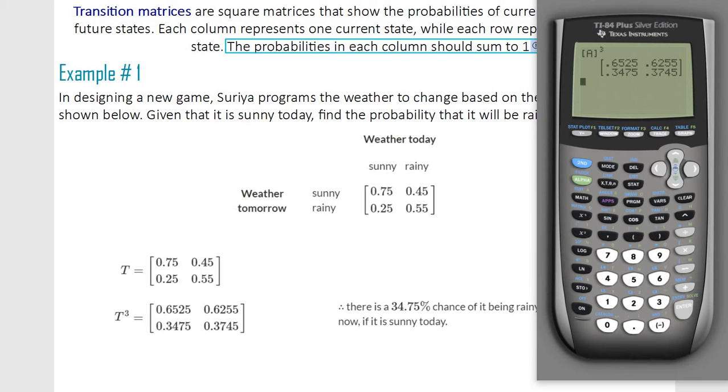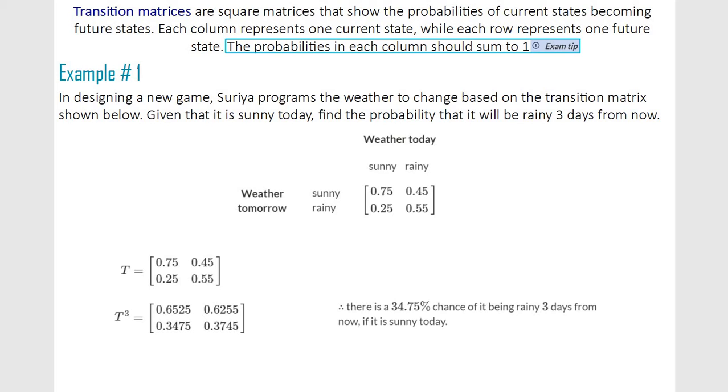Sorry, got distracted. So let's see. Given that it's sunny today, we want to look at it being rainy 3 days from now. So sunny today, rainy in 3 days. You're looking at that probability. So it's a 34.75% chance of it being rainy 3 days from now. So make sure you know how to put it in a sentence.